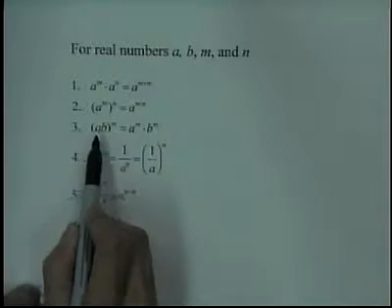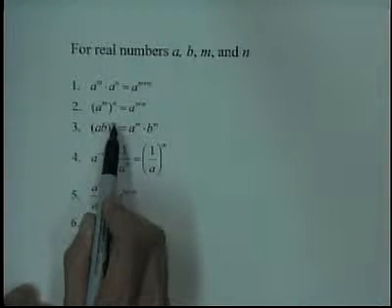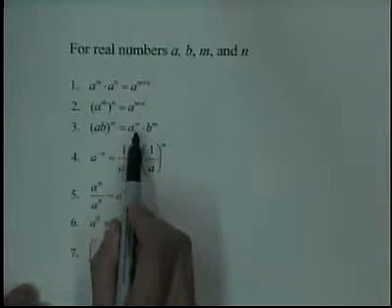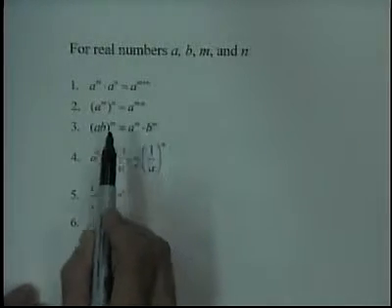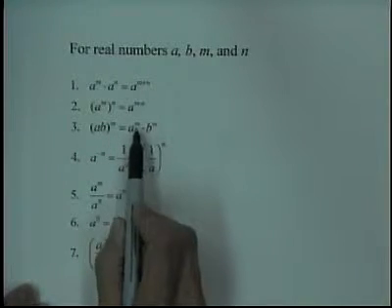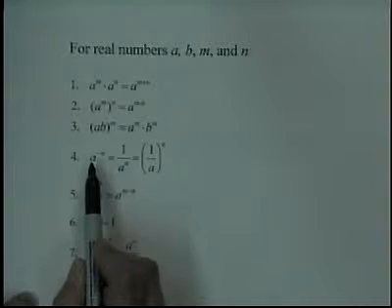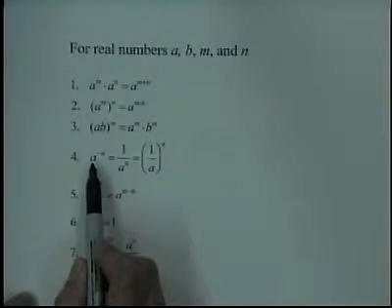The third rule says if you have a product to a power, you can take that power and attach it to each factor in the product, or ab to the m is a to the m times b to the m. The fourth rule explains what to do with a negative exponent.